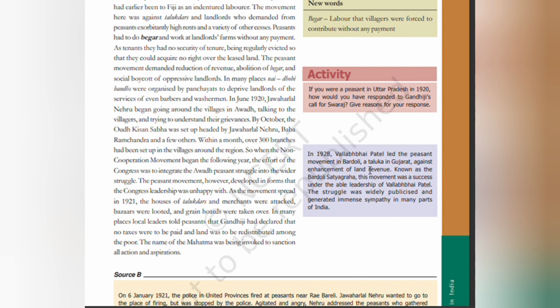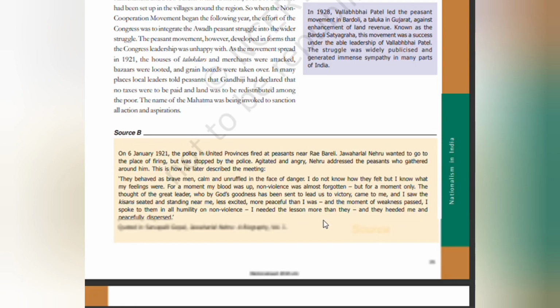In 1928, Vallabhbhai Patel led the peasant movement in Bardoli, a taluka in Gujarat, against enhancement of land revenue, known as the Bardoli Satyagraha. The movement was a success under the able leadership of Vallabhbhai Patel. The struggle was widely publicized and generated immense sympathy in many parts of India.